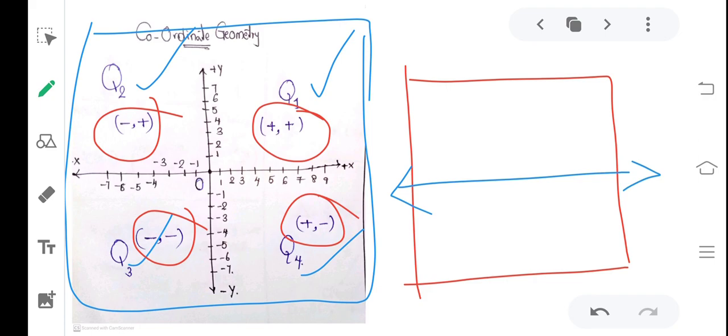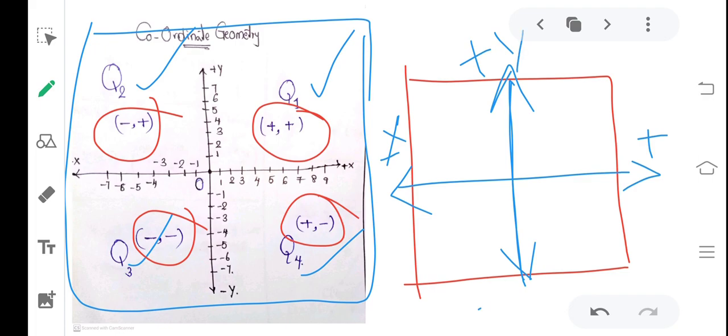This x-axis can be divided into 2 parts: one is the positive x and the next one is the negative x. So positive x and negative x. Remember that the horizontal line is called the x-axis, divided into positive x-axis and negative x-axis. Next, the vertical line. The vertical line is called the y-axis. It is also divided into positive y and negative y.